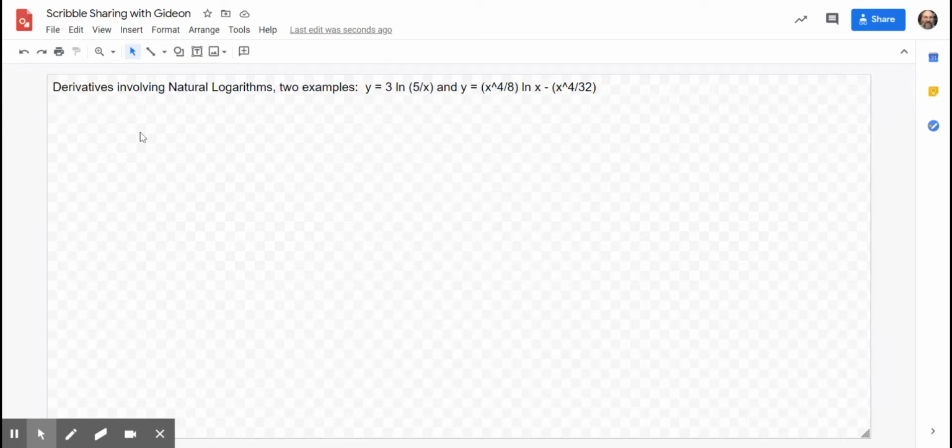All right, here are a couple of examples of doing derivatives with natural logarithms. The two specific examples are shown: 3 natural log of 5 over x, and then y equals something pretty complicated with x to the fourth and natural logarithm involved. What I'd like to do first is remind you that you often have two ways to do natural logs, because you can transform the way a natural log is expressed by applying the rules of natural logs.